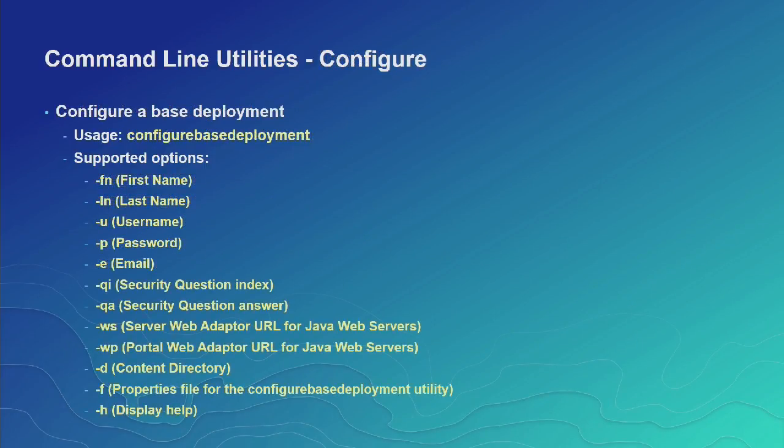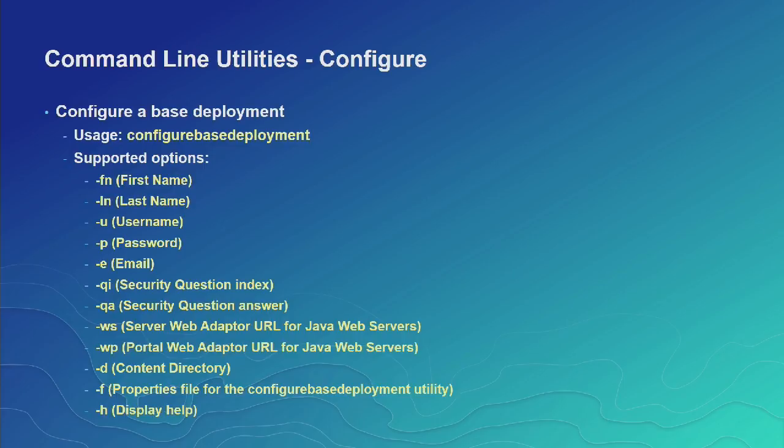Once you've installed the software using the Enterprise Builder and command line utility, you can use the configure-based deployment utility to configure everything. And here, you're providing the same credentials and information required within the UI, within the configuration wizard, such as account information, first name, last name, username, security question. In the event that you're using a Java web server for the web adapters, you'll provide the URL to the Java web server for the server web adapter and the portal web adapter.